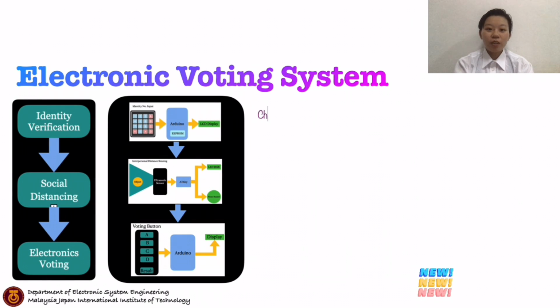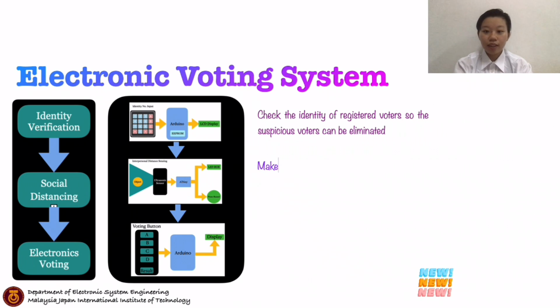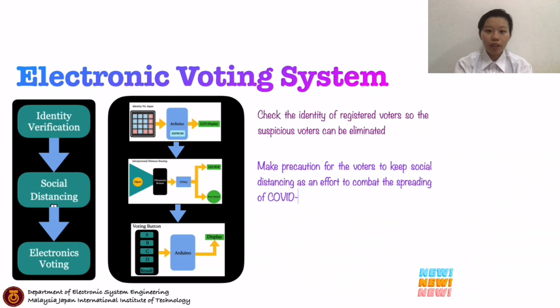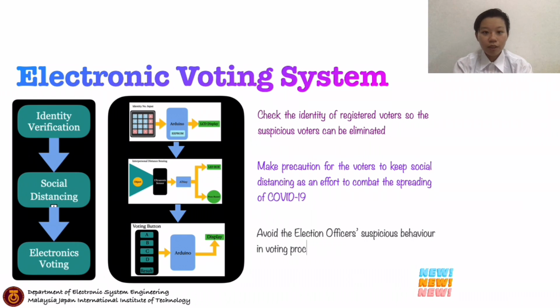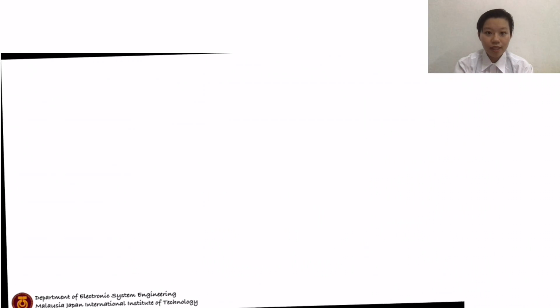There are three major modules in this system. The Identity Verification Module, which functions to check the identity of the registered voters so the suspicious voter can be eliminated. The Social Distancing Module, which is used to make precaution for the voters to keep social distancing as an effort to combat communicable diseases such as COVID-19. Last is the Electronic Voting Module, which aims to eliminate the election officials' suspicious behavior in the voting process and also as an effort to reduce paper wasting.